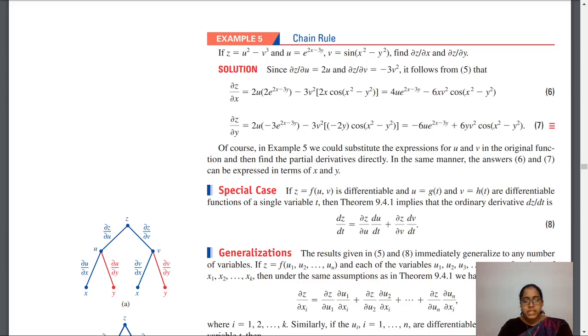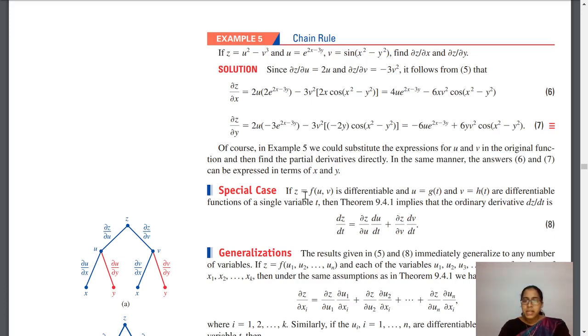So next let us move on to the concept in which the functions u and v are single variable functions. That is, in the last case we had discussed u to be a function of x and y and v also to be a function of x and y. Here we are just going to consider u to be a function of t and v is also a function of t. So in this case what will be dz/dt?